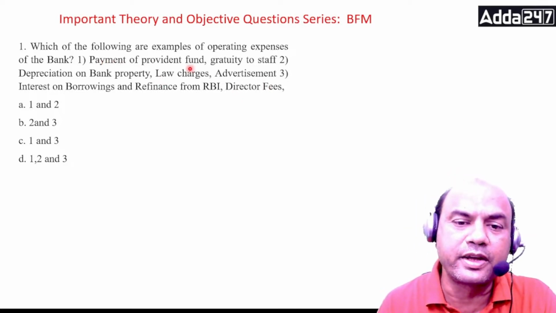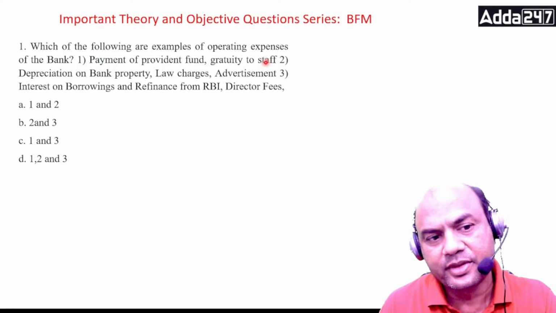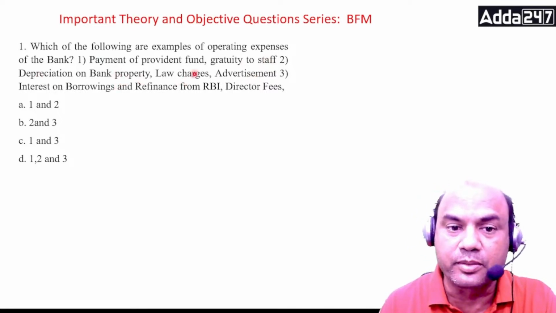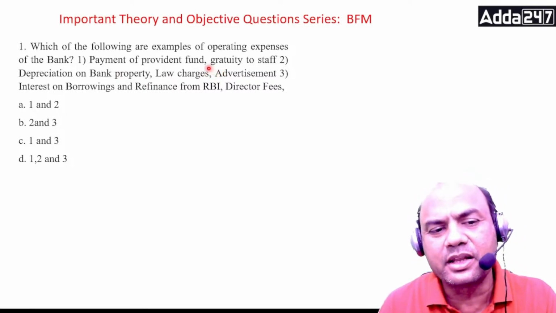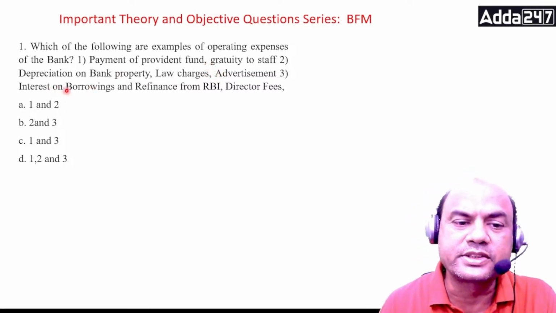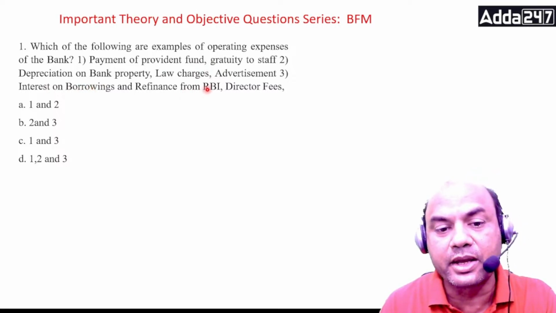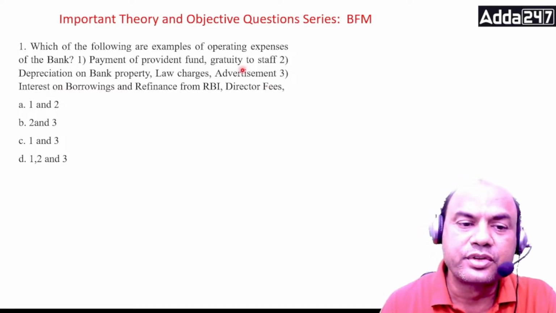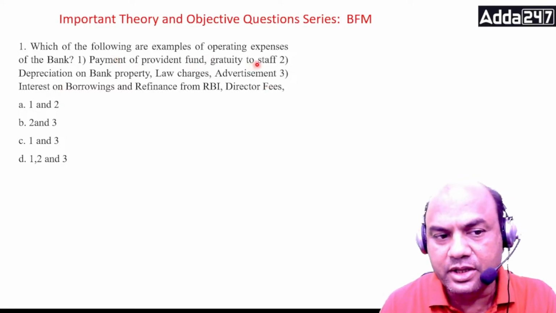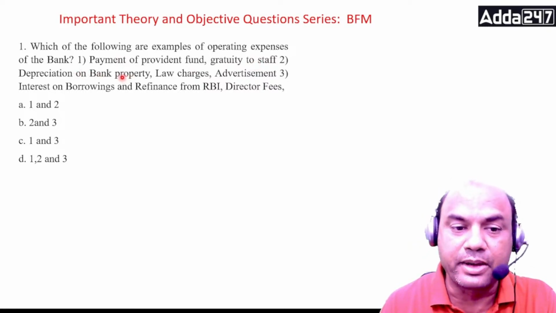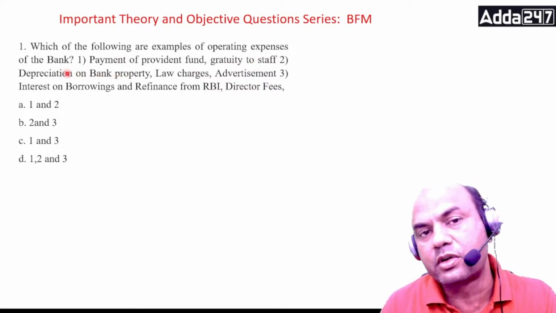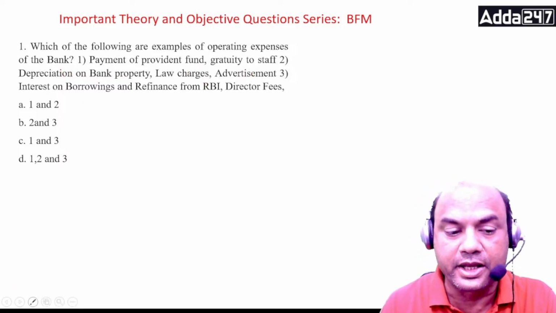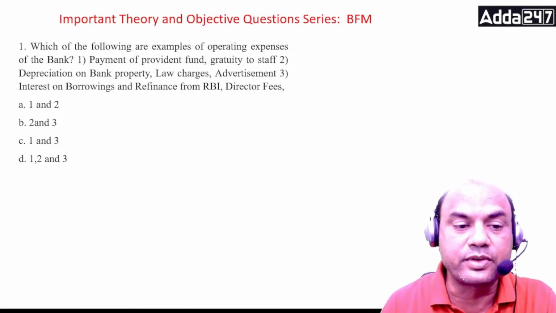So it is, see this, payment of PF gratuity to the staff. Depreciation of the bank property, law charges, advertisement. So this is also an operating expense. See here, whatever comes in P&L, regular one. Interest on borrowings and refinance from RBI, directors fee. These are not the operating expenses. So the answer is PF gratuity. Then bank property depreciation is also part of your operating expenses. Law charges, advertisement, these are all part of the operating expenses. So the answer is 1 and 2.